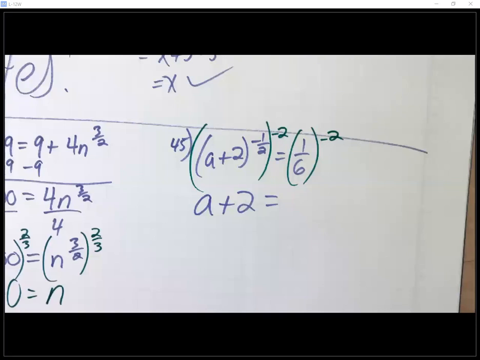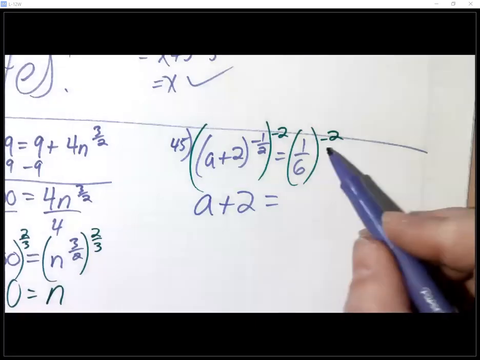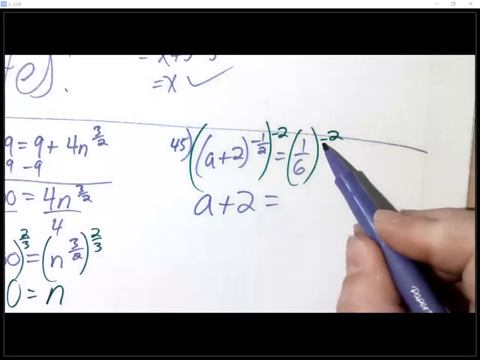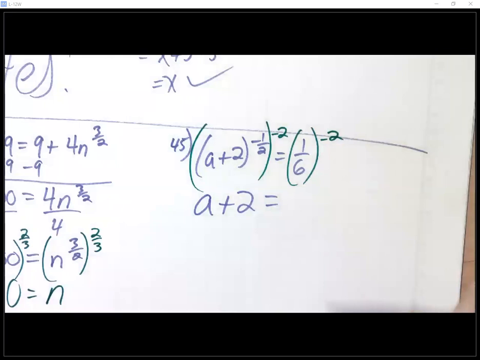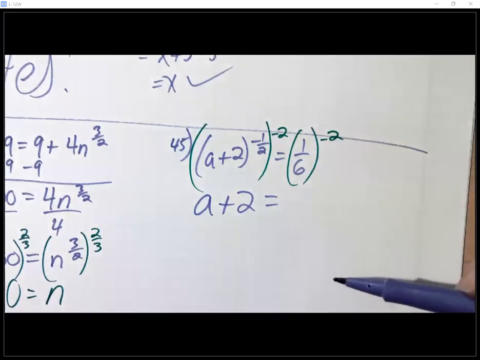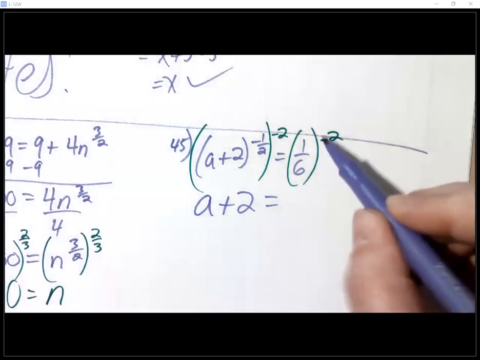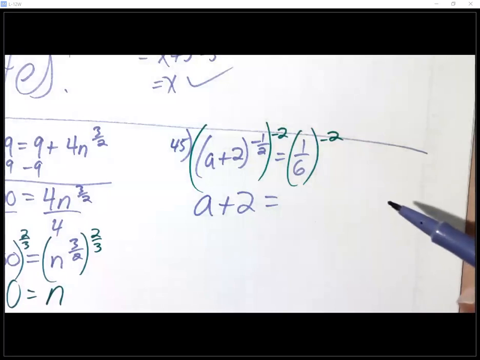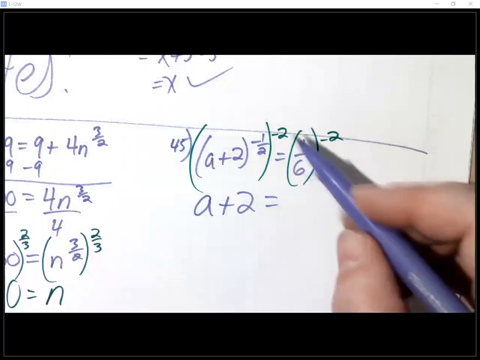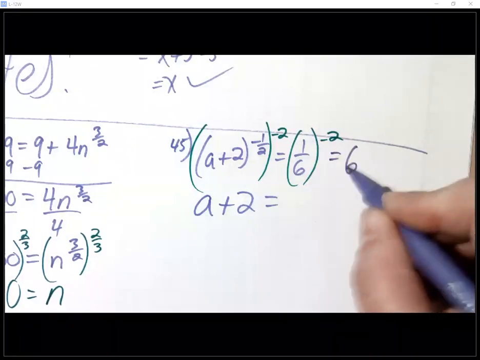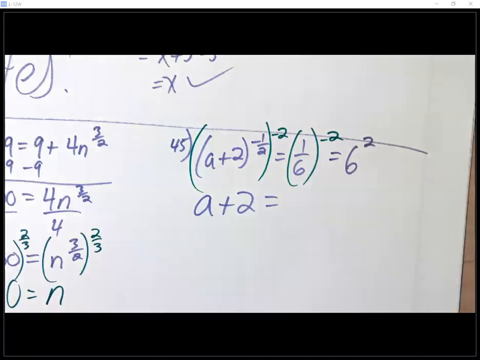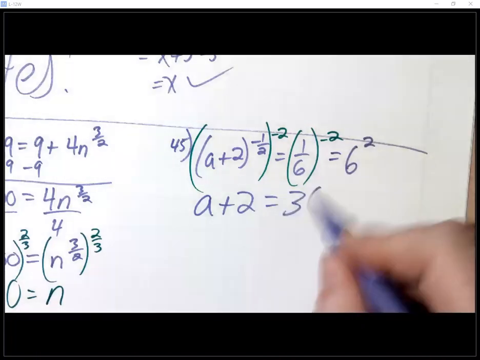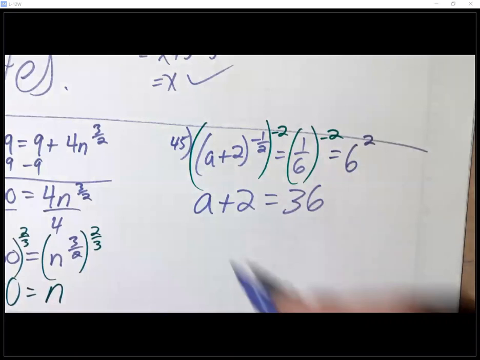How? Let's talk about it. What's a negative exponent say to do? Take the reciprocal. The negative piece of the exponent says flip it over. Because remember, everything upstairs has to go down and everything down has to go up. So that's the same thing as 6 to the 2nd power, which is just 36. And then minus 2, I get a is just 34.